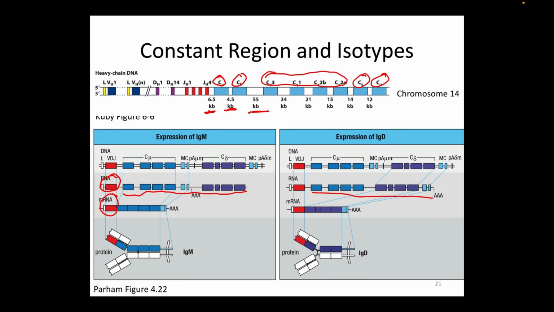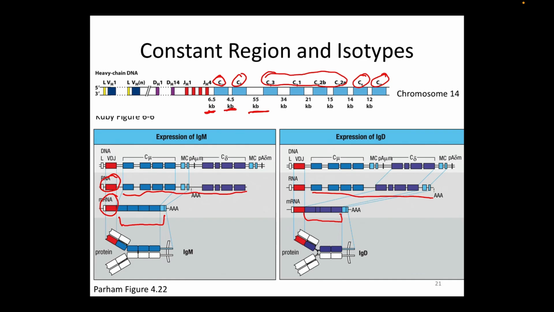The DNA is identical in either situation, but that RNA can be spliced in two different ways. In one way, it can be spliced to add the mu constant region information next to VDJ. The other, it can have the delta constant region. And so our cell is actually able to make both IgM and IgD at the same time.